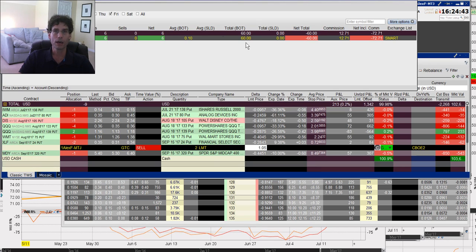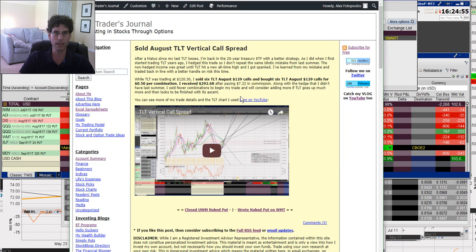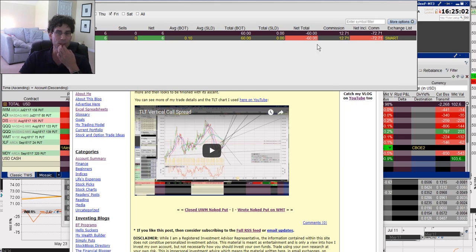Anyway, we'll see how I fumble through it, but starting off, I have my order that I put in a few days ago for TLT on my spread. Open the spread up for a net amount received of 292.68. Today I sold it, or closed it. This is a bought and sold for 72.71.